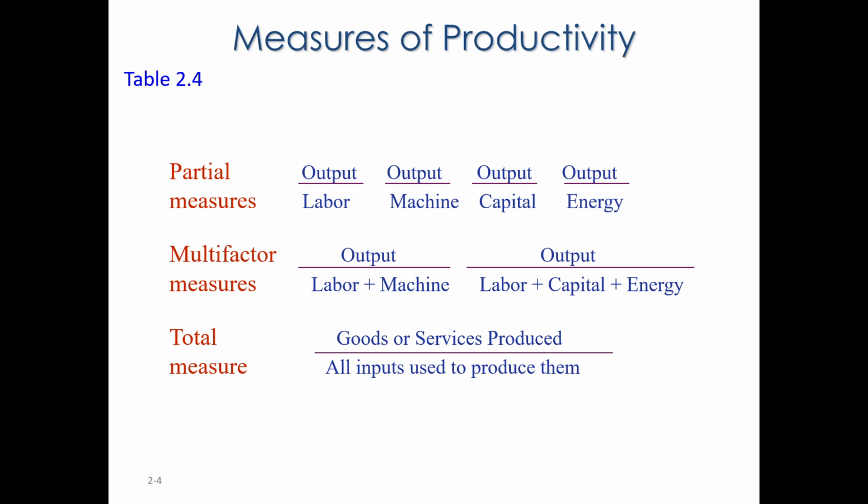Like you can see output divided by labor plus machine, output divided by labor plus capital plus energy, and the total measures are goods and services produced. Either it can be goods or it can be services. So goods or services produced by all the inputs used to produce them. There can be a different number of factors of production or different inputs for the production of any product or service. When we are taking into account all those, then we are taking into consideration the total measures of productivity.